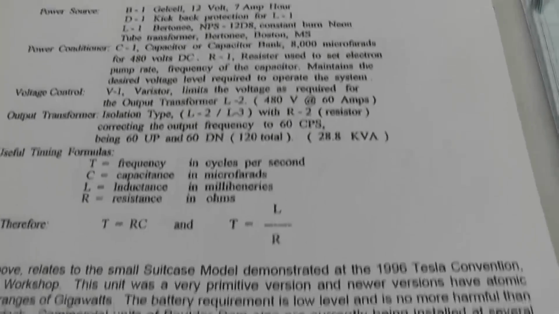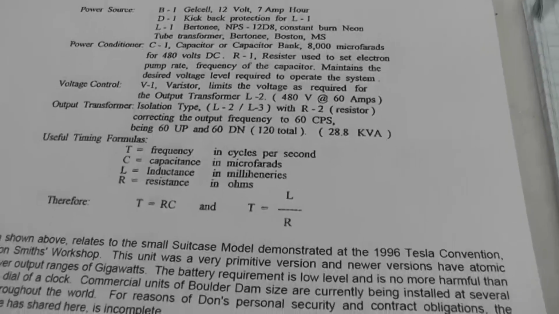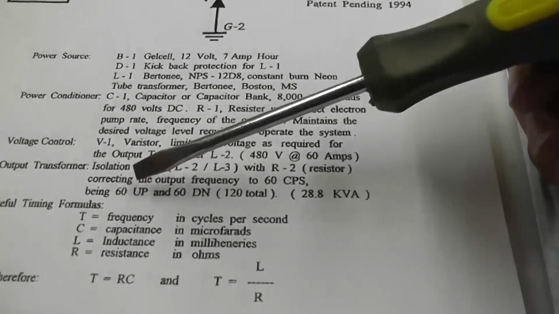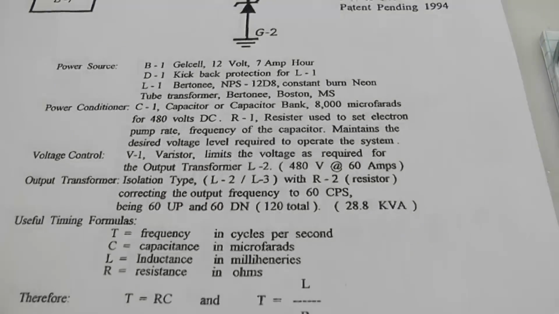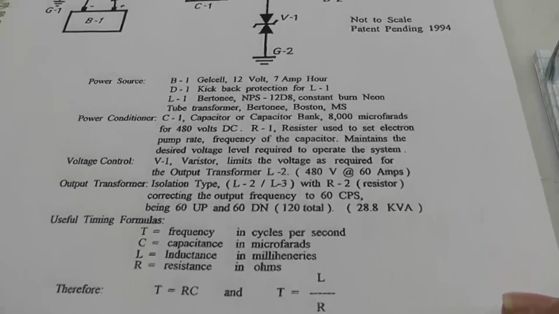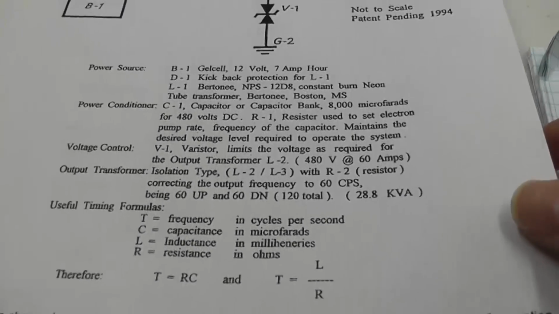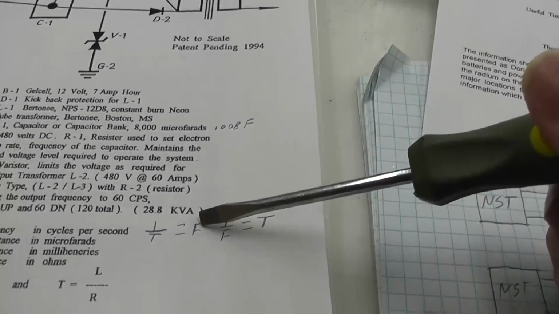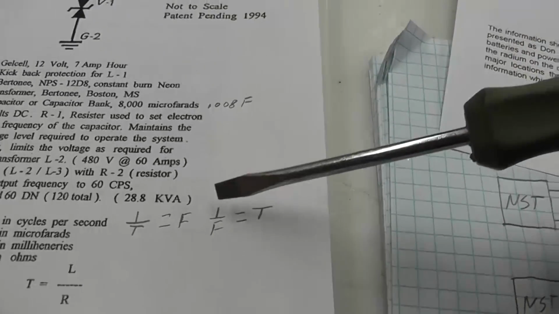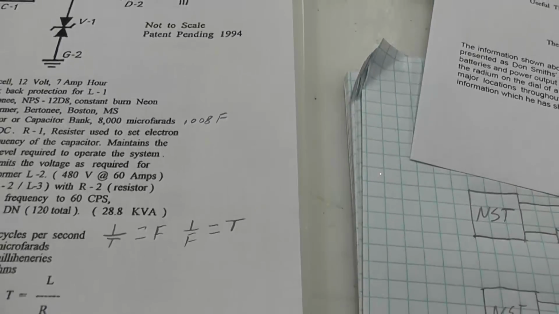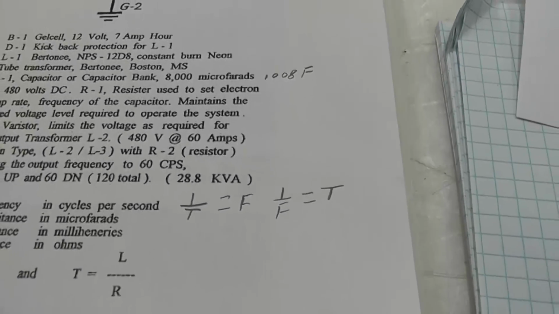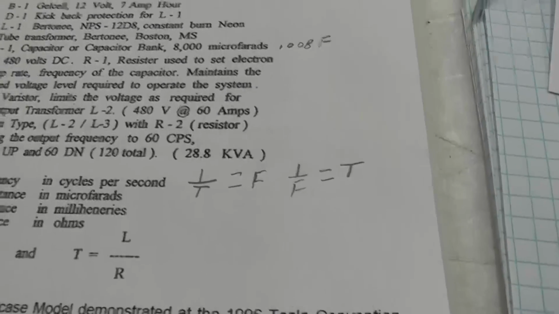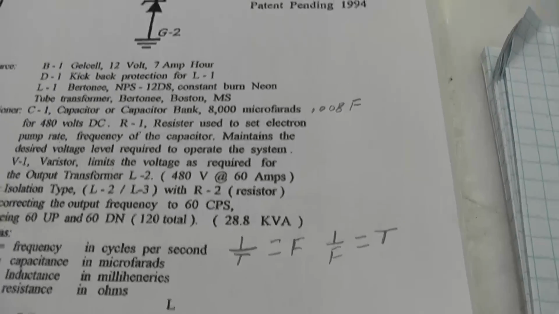And I wanted to look at some of these formulas. For instance, this one right here, he says T equals frequency in cycles per second. That is wrong. T does not equal frequency. T equals time, and frequency is actually 1 over T, and time is 1 over F, 1 over frequency. So anyone who owns an oscilloscope knows that.